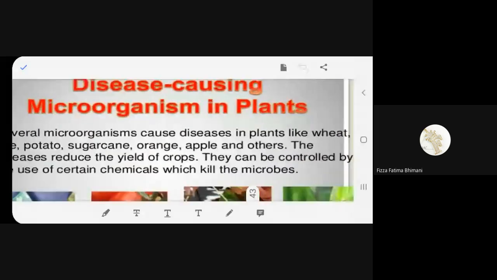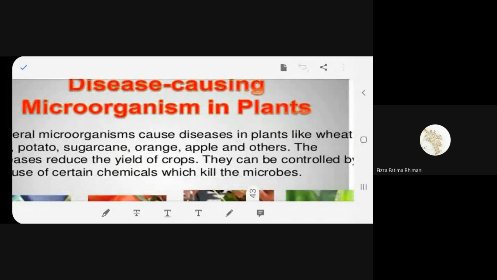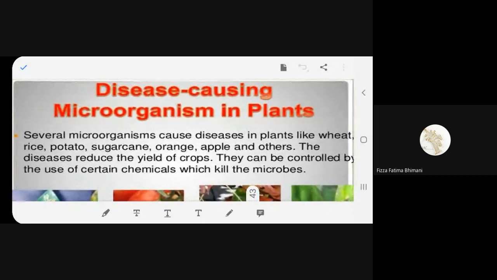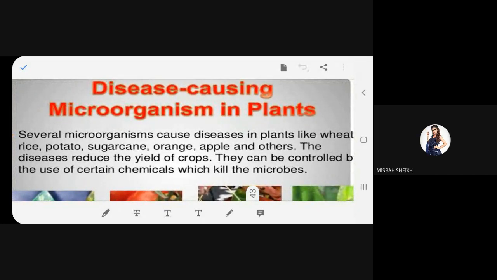Now we have seen humans, we have seen animals. Now we are going to watch in plants. Read about plants. Who, ma'am, can read? I read? Yes. What's your name? Misbah. Okay, Misbah, it's been a long time. Okay, better. Misbah, read. Disease causing microorganism in plants.